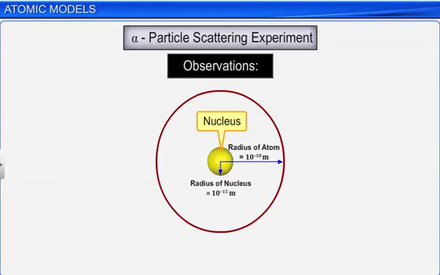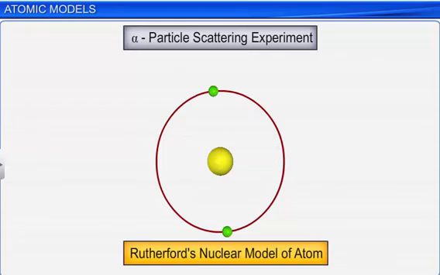Based on the observations and conclusions of the gold foil experiment, Rutherford proposed a new atomic model called Rutherford's nuclear model of atom immediately after the discovery of protons. According to Rutherford's nuclear model, an atom consists of a tiny, dense, positively charged center called the nucleus. Entire positive charge and most of the atomic mass of an atom is concentrated in the nucleus.